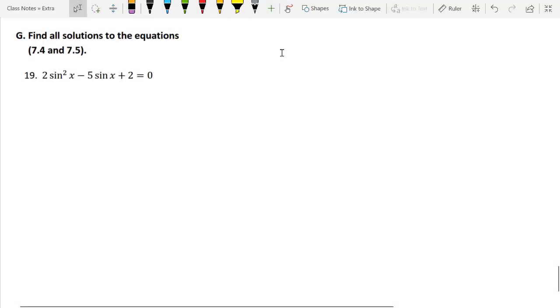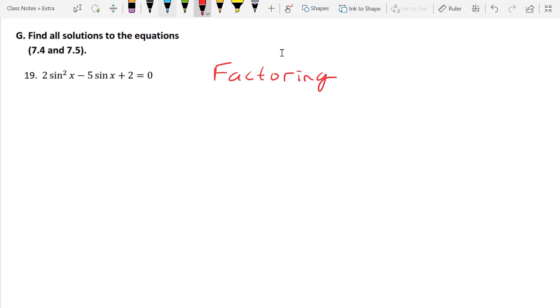Number 19, we need to solve this kind of equation. This kind of equation has a sine squared and a sine, and basically matches up with a quadratic form. We're going to need to solve this by factoring. But factoring, well, let's take it a little bit easier than this expression that we see.